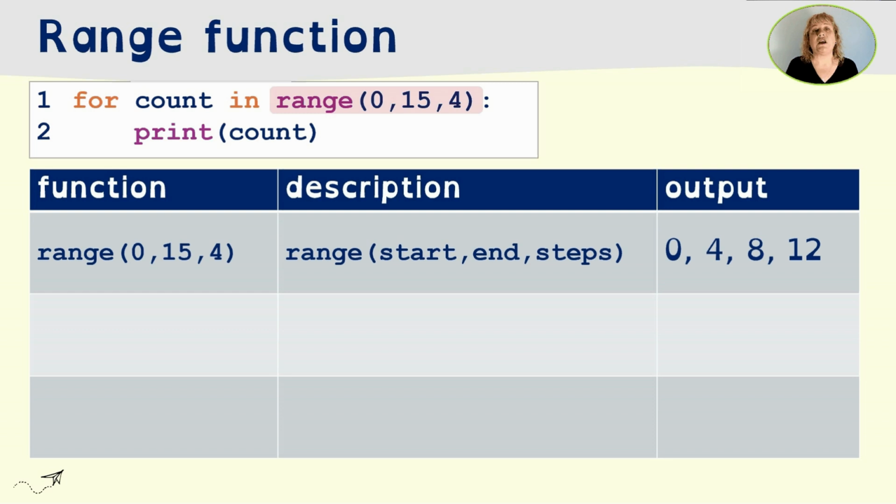So that's if you've got 3 items in that range bracket. If you've only got 2, then it has to make an assumption.